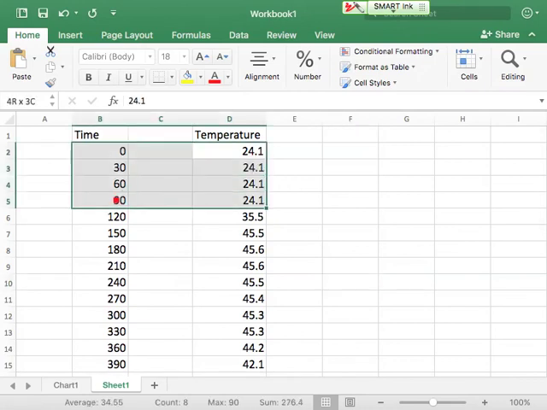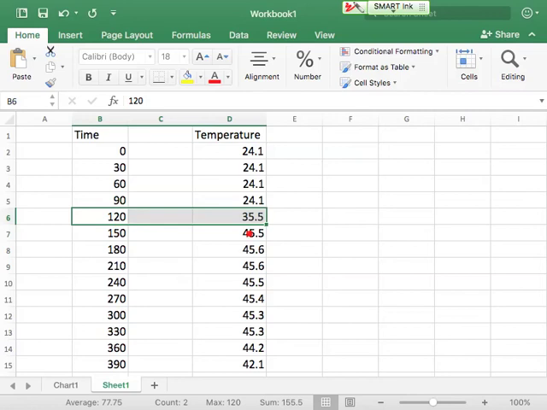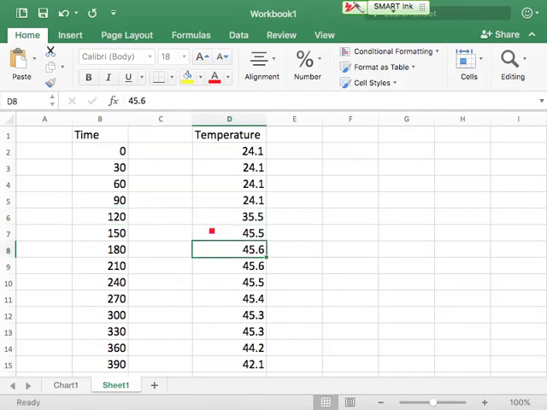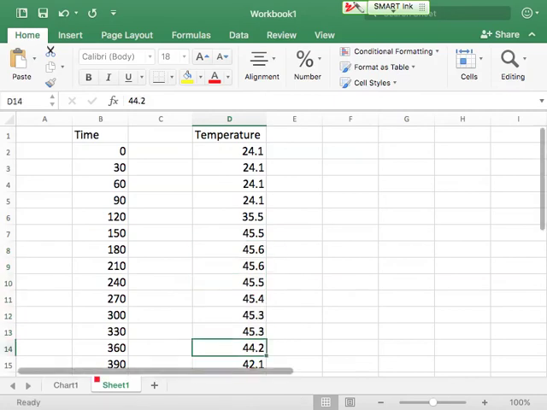Notice a few data points that seem to have taken place before any reaction took place. At 120 seconds, the reaction starts. Perhaps we mixed two things together at 120 seconds, and we notice that slowly the temperature rises to a large maximum, 45.6 degrees, and then stays relatively linear for a certain amount of time before then cooling down again.